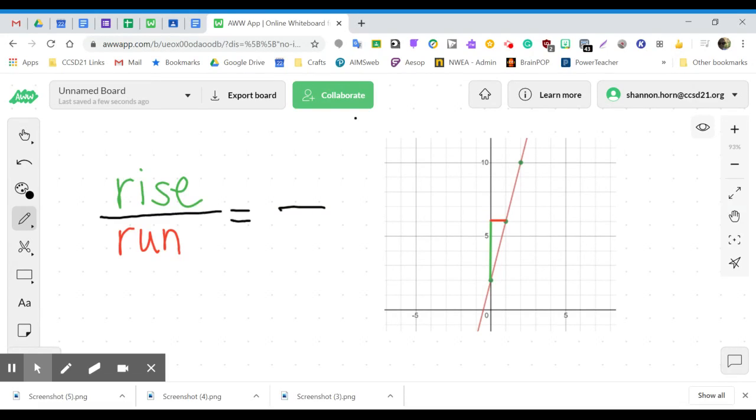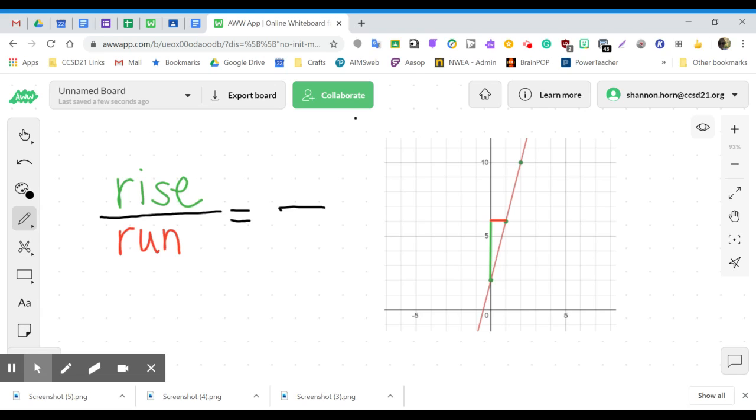Good morning. You guys did a really great job yesterday with finding slope from a graph. But I just wanted to review because I know there were a couple of questions, so I want to go over the answers so that we can do a little bit more practice today.